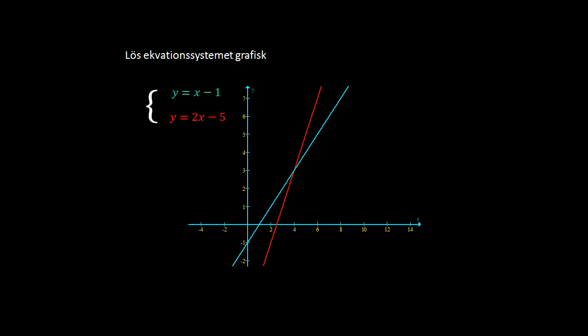How would we go about doing this? Obviously, you have to identify what you're doing. You need to understand what the word solution means. And as I've said about 6 million times, it means where do the lines cross. So that's right here.